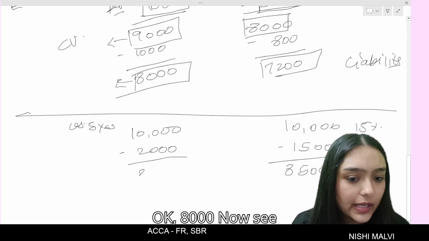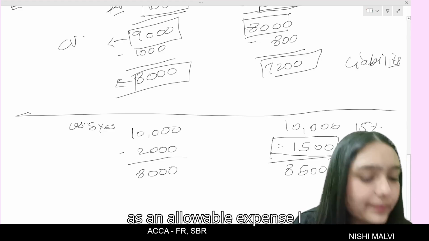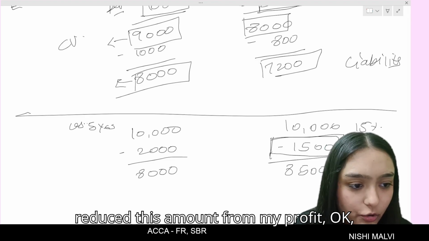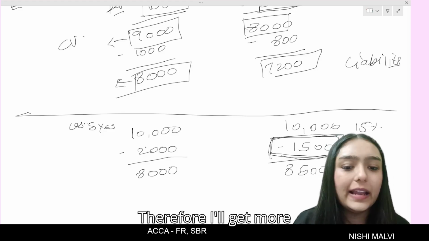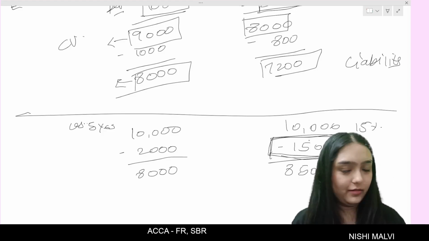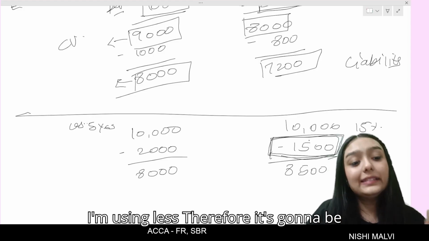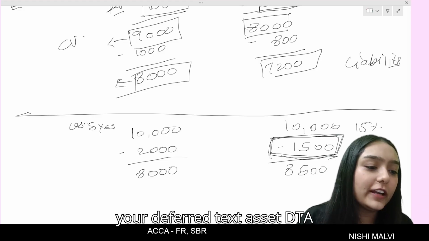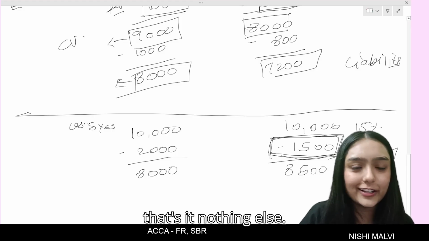Okay, 8,000. Now see, as an allowable expense, I reduce this amount from my profit. Okay, therefore I'll get more allowable expense in future because I'm using less. Therefore, it's gonna be your deferred tax asset, DTA. That's it. Nothing else. Okay.